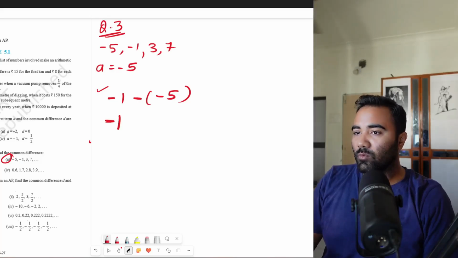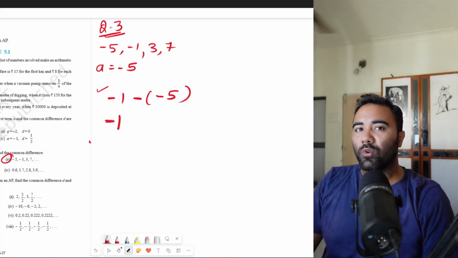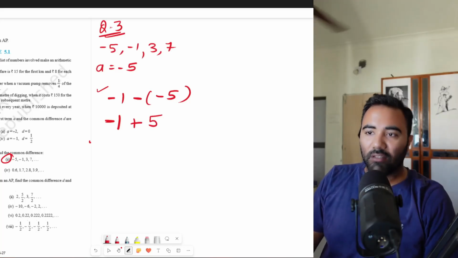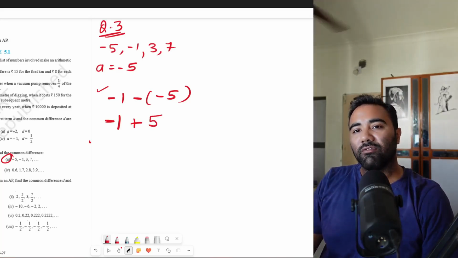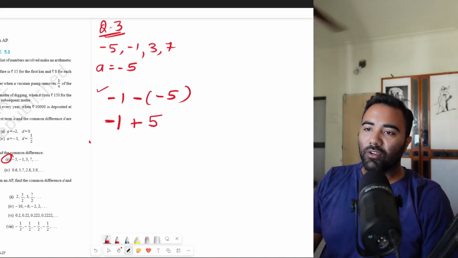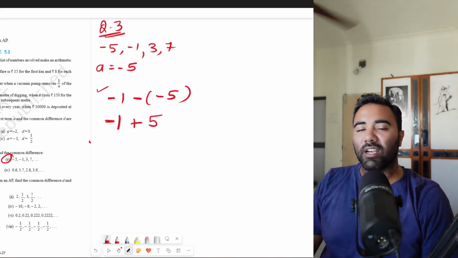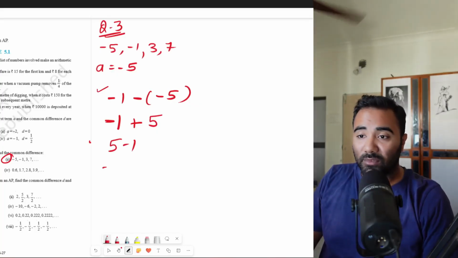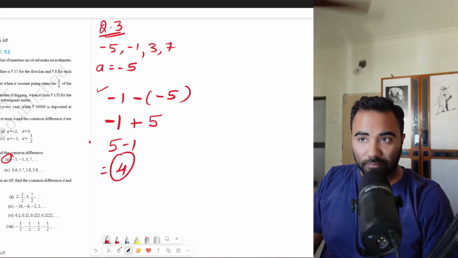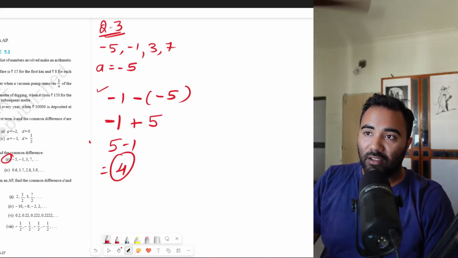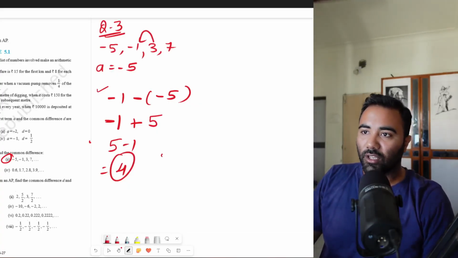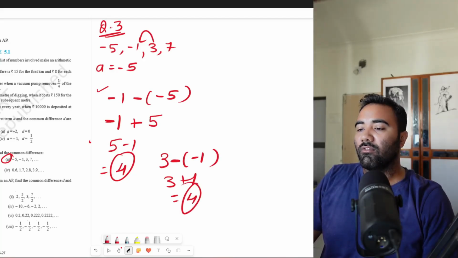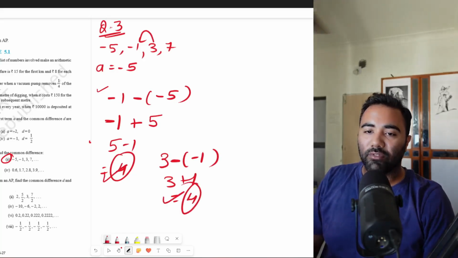Now how do you unify two different signs together? Minus multiplied by minus is plus, and 5. Now this is again where the confusion starts. Because it is written like this, a lot of students might find it difficult to understand. But what if I write it like this, 5 minus 1? Now suddenly it becomes easier. So the answer is 4. Let's see if we can replicate the same result from the second number. Okay, 3 minus -1, 3 plus 1, that is 4. So 4 is the common difference for this one.